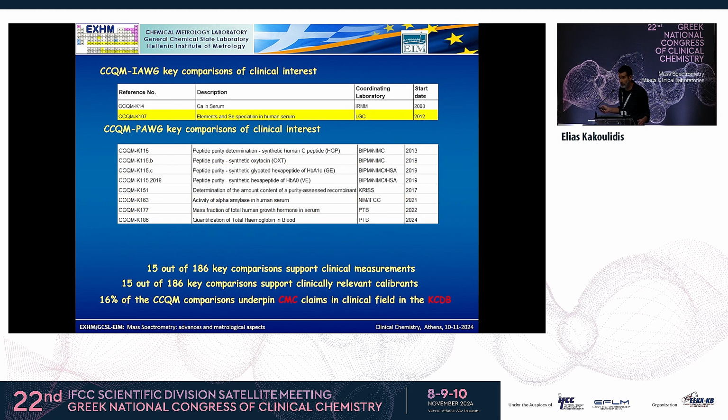The other working group, inorganic analysis, has held two comparisons for, obviously, inorganics in clinical blood specimens. And the protein analysis working group has also organized a few comparisons. So if you count them, you find that 16% of all the comparisons organized worldwide for the past 20 years have been dedicated to supporting clinical measurements.